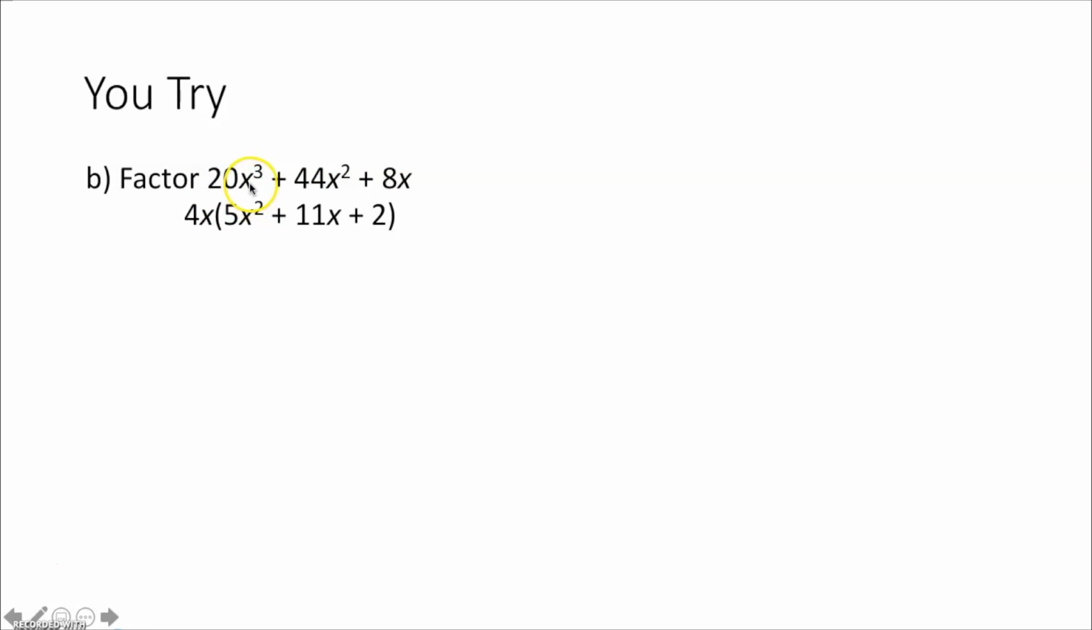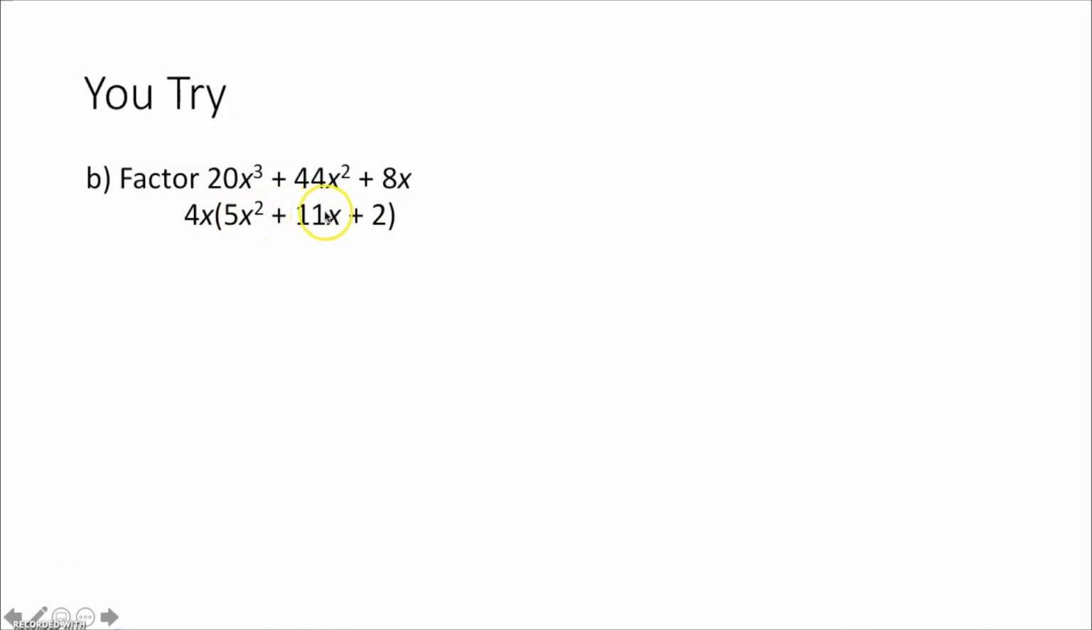When you divide 20x cubed by 4x, you end up with 5x to the second. And then same thing here. When you divide this by 4x, you're left with 11x. And then here, when you divide 8x by 4x, you're just left with a 2. You could always check to make sure you did it right by distributing the 4x to each term, and you should get exactly what you started with. So now that we factored out our greatest common factor, what we can do is factor what's inside the parentheses.